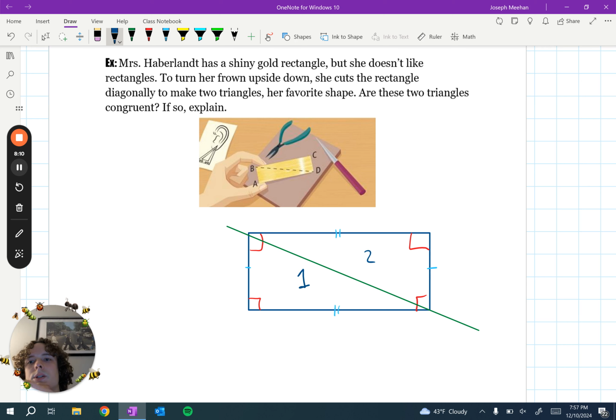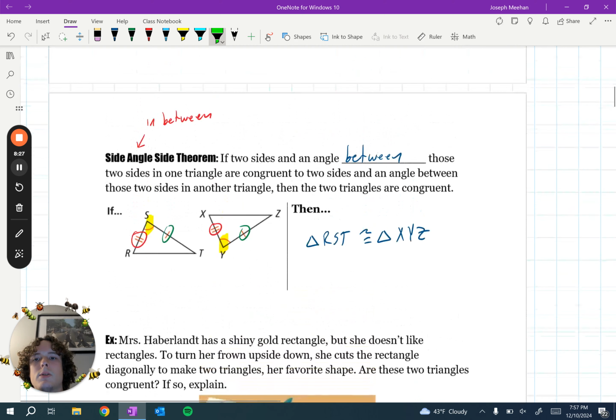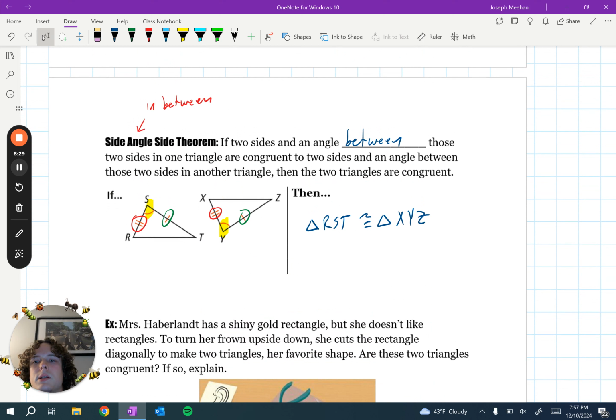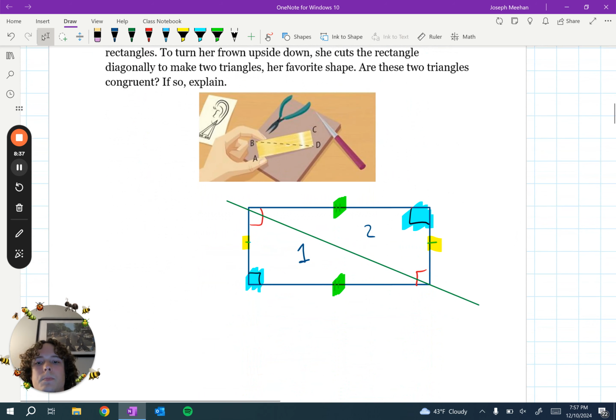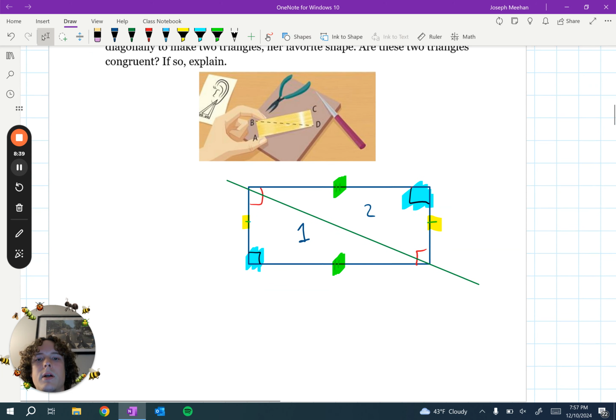Well, what I see is that in triangle 1 and 2, we have a congruent side and a congruent side. I see we have a congruent angle and a congruent angle, and then a second congruent side and a second congruent side. What we learned just now, right above this, is the side angle side theorem, which says if you have a congruent side, a congruent angle, and a congruent side on two different triangles, then those triangles are congruent themselves. And that's exactly what we have here.